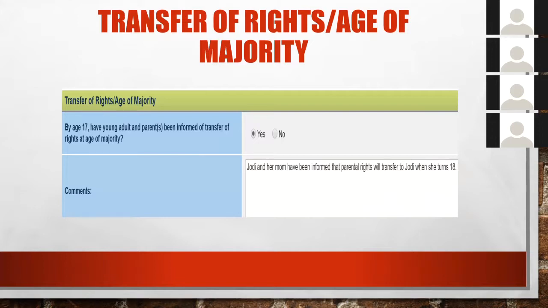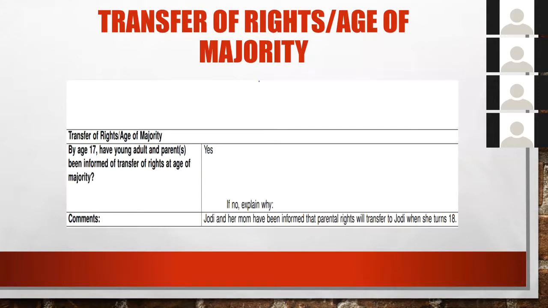For those of you that work with students with more significant support needs, I know it says by age 17, but we know that this can be a long, lengthy process of getting guardianship and it can be expensive. So really those conversations need to start way before age 17. So make sure you are starting those conversations early. Okay, Jody and her mom have been informed that parental rights will transfer to Jody when she turns 18.